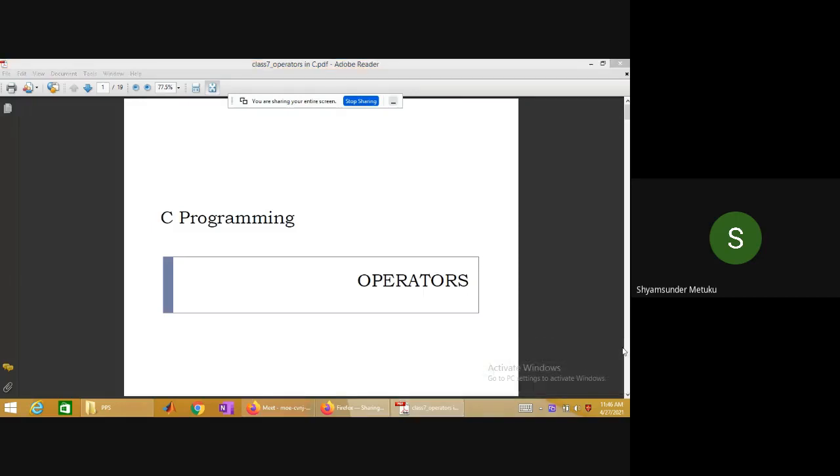Okay, so today I'll take help of the PPT, only to make it fast. I'm just taking help of the PPT because it's a very simple topic, and you can easily understand, right? There's nothing much to explain on it. So the topic is operators in C programming for today's class. So let me go to full screen mode.